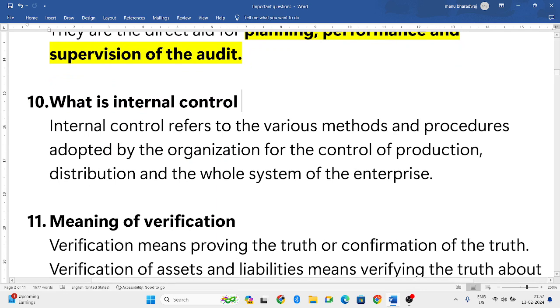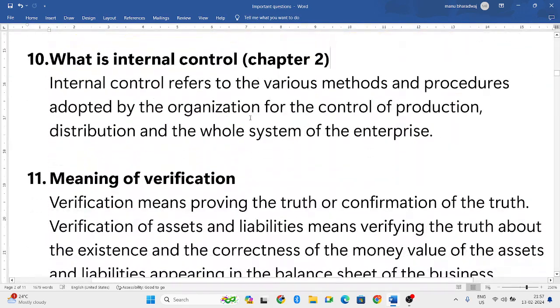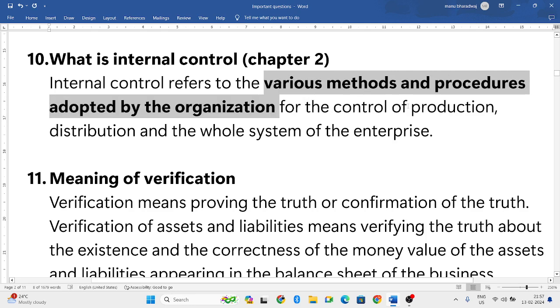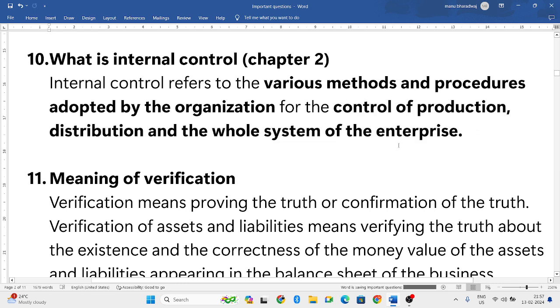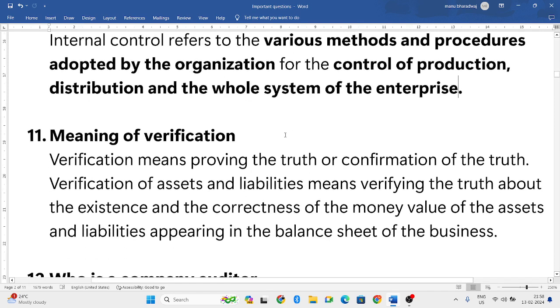Next, what is internal control? Yes, this is also from the second chapter. Internal control refers to various methods and procedures adopted by the organization for the purpose of controlling the production or the distribution and the whole system of the enterprise. So to control the whole system, to have the proper organizational structure and proper control, they will adopt certain methods and procedures, which is known as internal control.